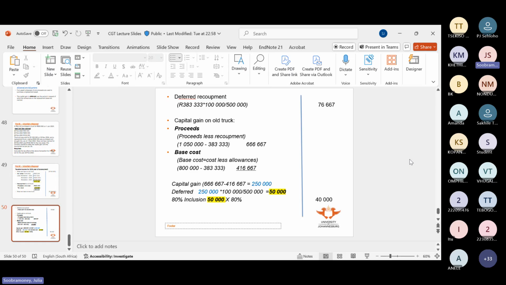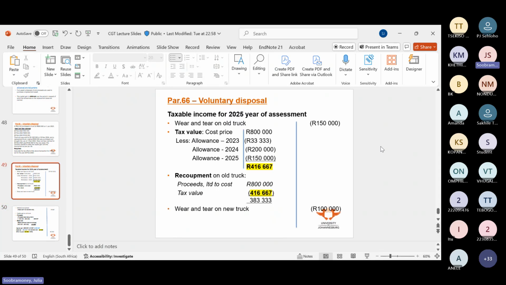Okay, so this is a full-on question showing you when an asset is sold, where's your first step? Okay, so very important. If this truck had no allowances, it was not written off, so it's a non-depreciable asset, that means we would not have this. We would not have tax value. We would not have recoupment. We will not have wear and tear. So this slide wouldn't be there.